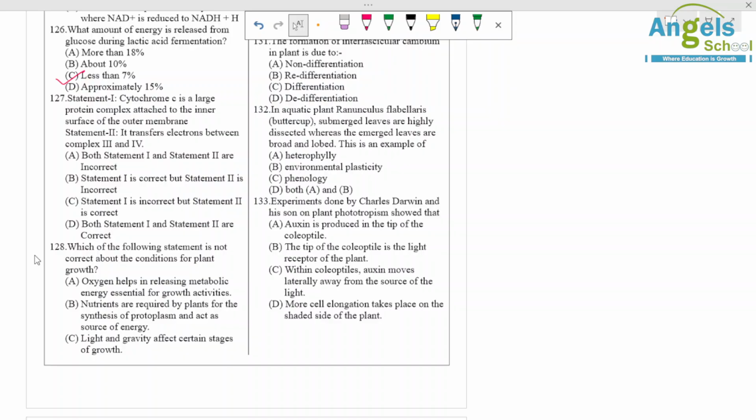So cytochrome C is, first of all, not a large molecule, it's a small molecule, and it's present on the outer surface, attached to the outer surface, but here it is given the opposite. So statement 1 is incorrect, whereas statement 2 is correct. Okay, so option C is right. Statement 1 is incorrect, but statement 2 is correct.